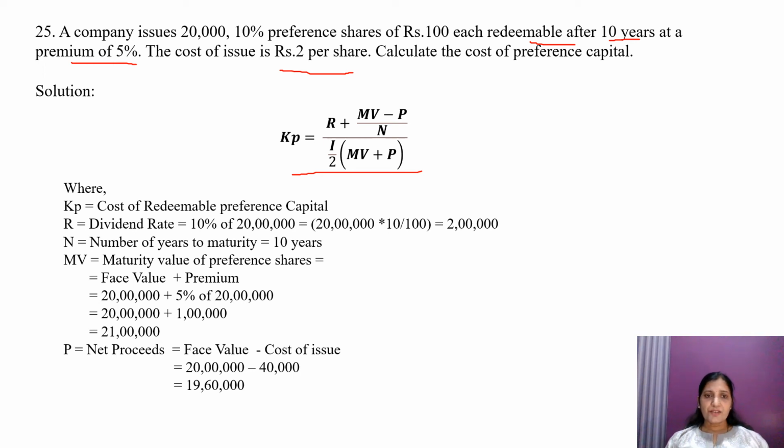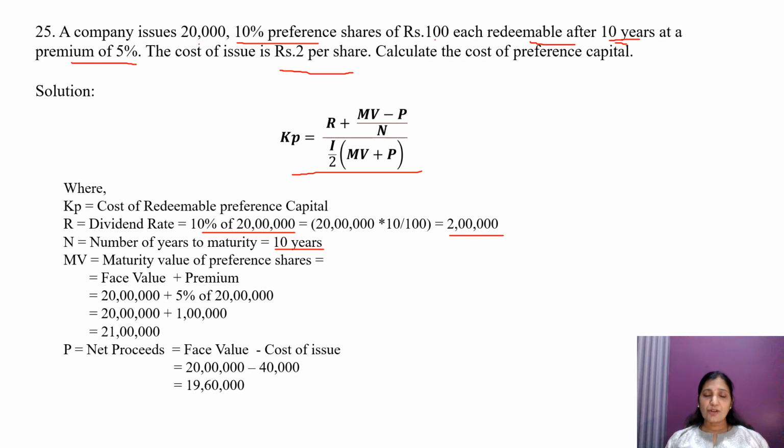R is what? Dividend rate. That is, what is it? 10% preference shares. So 10% of what? 20,000 into 100, that is 20 lakhs. So 10% of 20 lakhs, that comes to 2 lakhs. Number of years of maturity, where is it? It is here, 10 years. So that 10 years is taken over here.